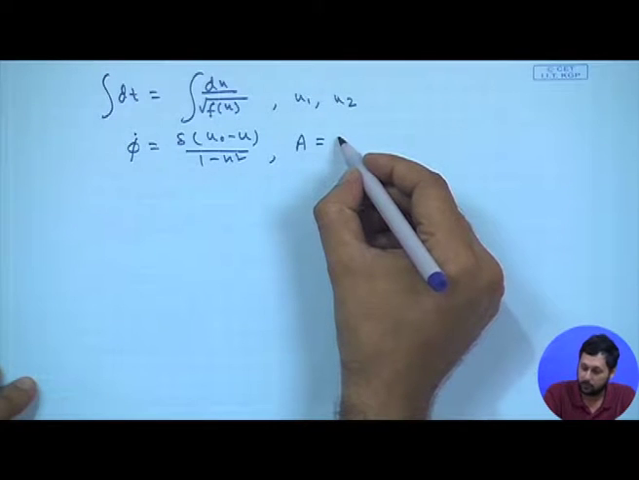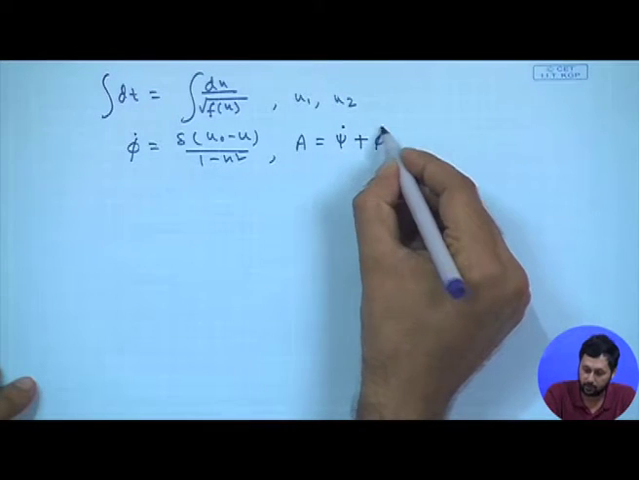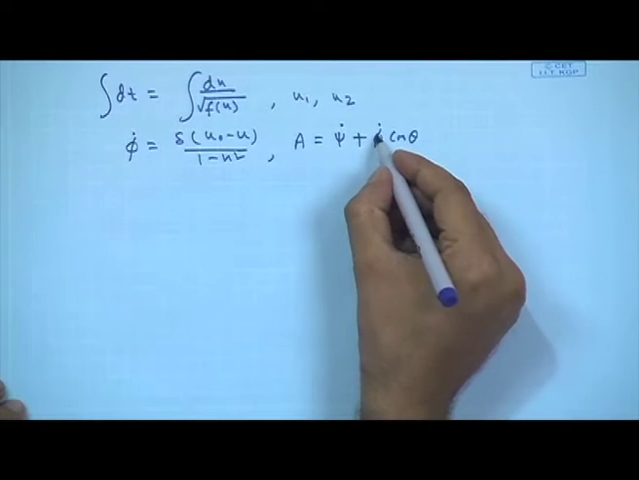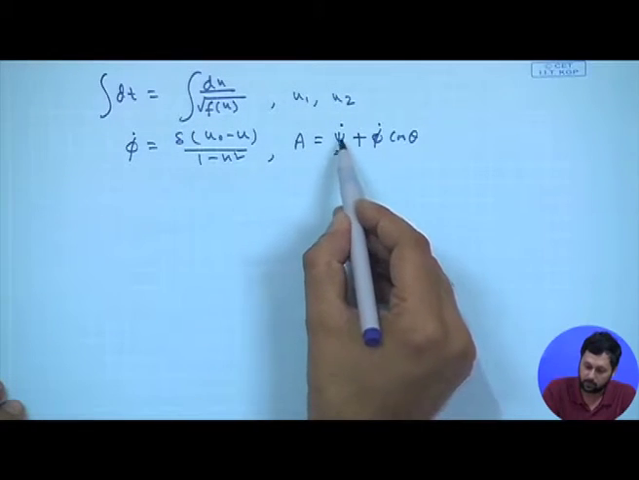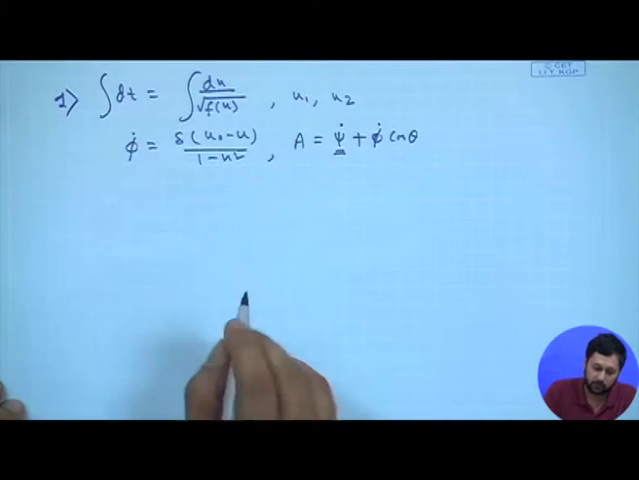Of course, we have A equal to what was it, phi dot, psi dot plus phi dot cos theta, I think. Just let me check once. I always tend to forget these expressions. Okay, so A will be phi dot cos theta plus psi dot. So if we have theta and phi, then from this expression we can always calculate psi. That means in principle the equation can be solved. This is one way of doing it numerically.